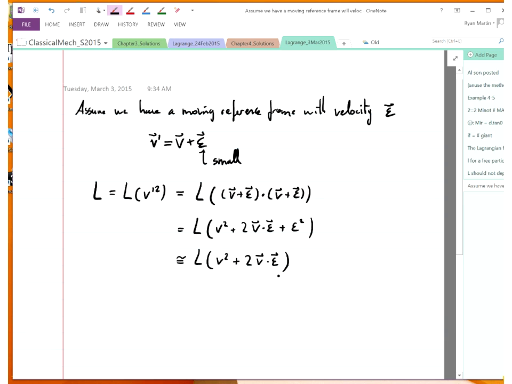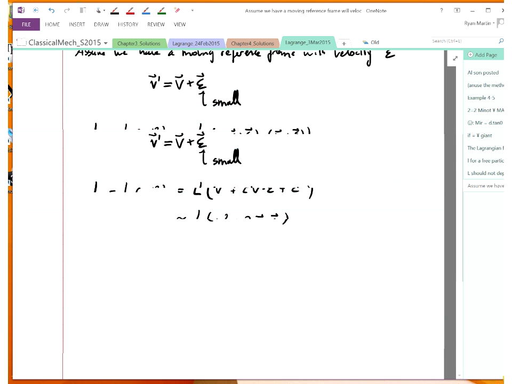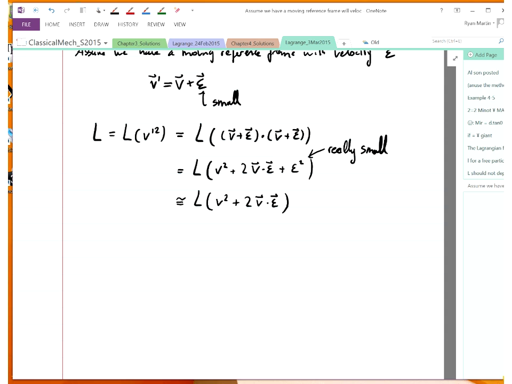And so if epsilon is really small, then epsilon squared is even smaller, so I'm just going to ignore it, because if epsilon is small, then epsilon squared is really small. Okay, so now we're talking about the Lagrangian in your frame of reference.